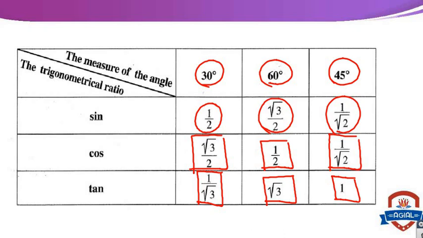How to find sine 30, cosine 30, and tan 30? And how to find sine 60, cosine 60, and tan 60? And how to find sine 45, cosine 45, and tan 45?